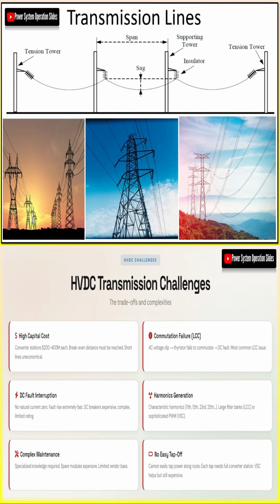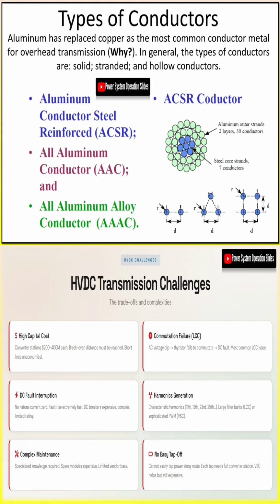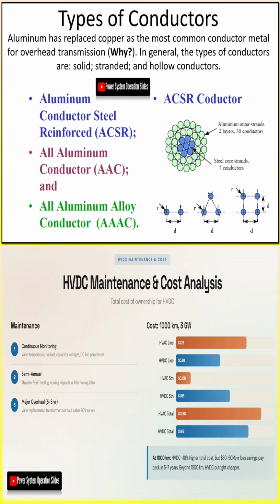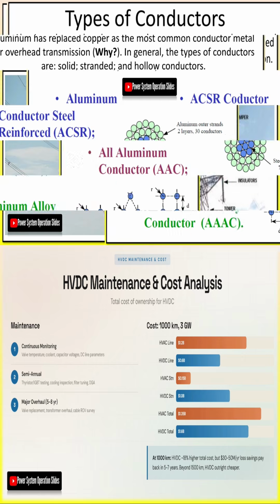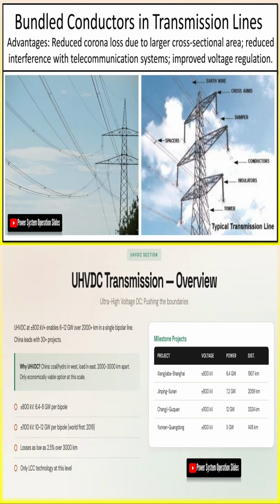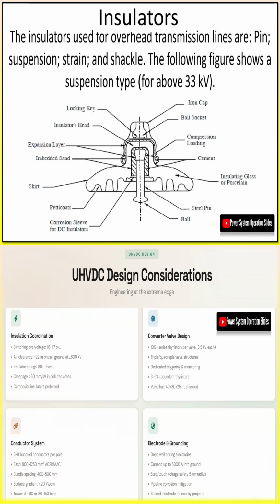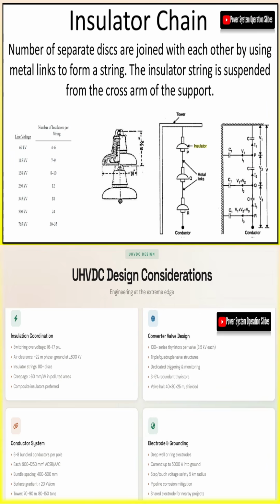Capacitance between conductors and ground becomes significant for medium and long lines, introducing charging current and the Ferranti effect, where receiving end voltage can exceed sending end voltage under light load conditions. Conductance, representing leakage current through insulators, is usually negligible except under polluted conditions.